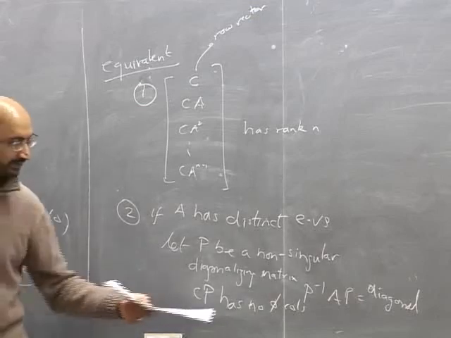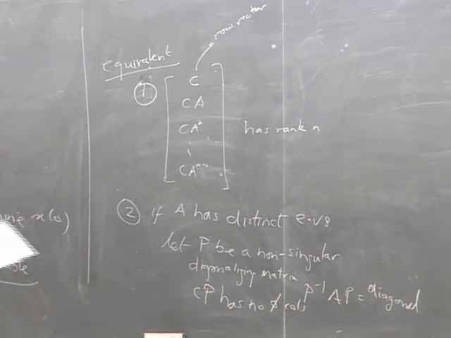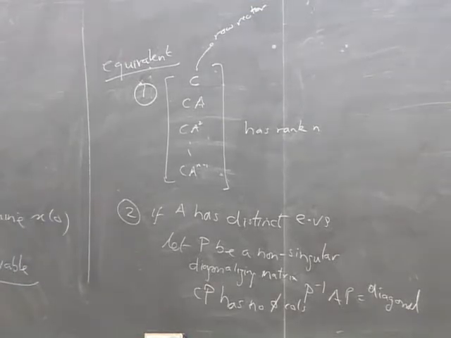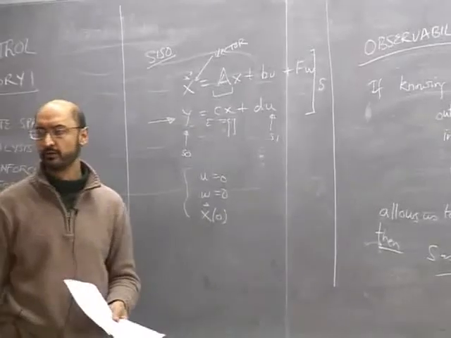You just check CP has no 0 columns. So in a typical control system software, you'll say, okay, here, give me A, and it'll tell you it's observable or not, because it's going to do exactly this for you. It says, give me A, give me C, and say, yep, observable, great, you're in good shape.